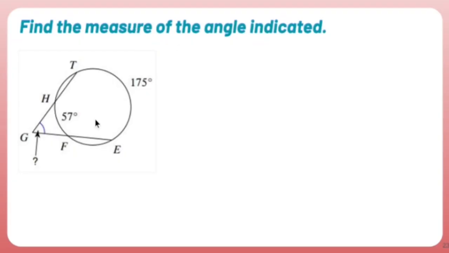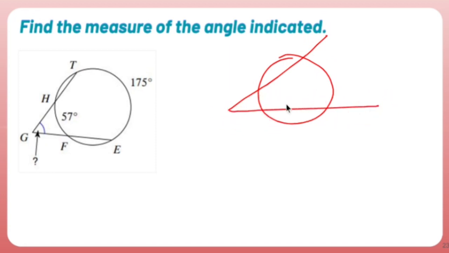Find the measure of the angle indicated. These are secants, right? A secant is just a line that cuts through a circle. Now, these two secants, by cutting through the circle, give me four points that they cut through. We'll call them A, B, C, and D.